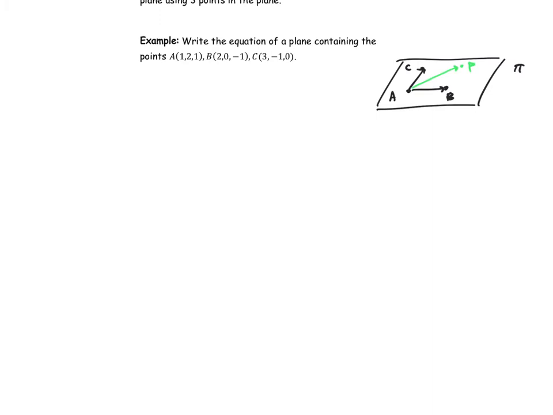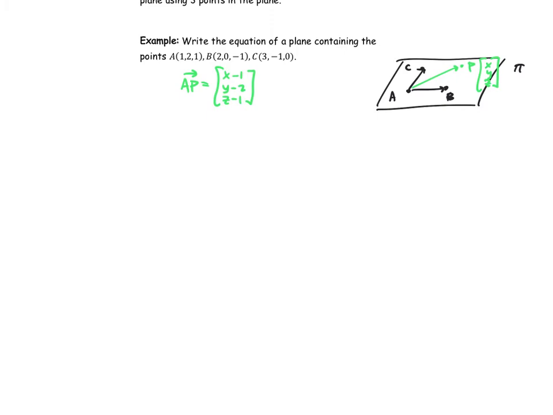Okay, so let's find AP. What would AP equal? Well, that would be all the points of P minus all the points of A. So that'd be x minus 1, y minus 2, and z minus 1. It took all the points of P, which were unknown values x, y, z. This gives me the general case, and now I have this vector AP.